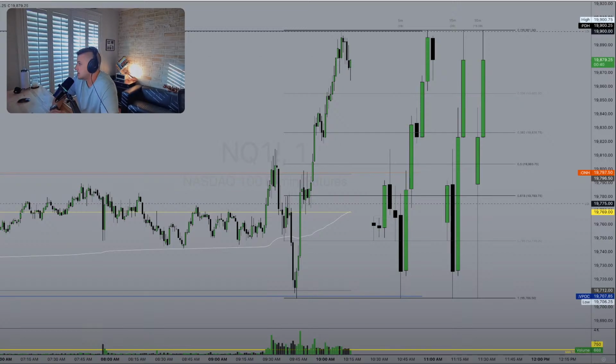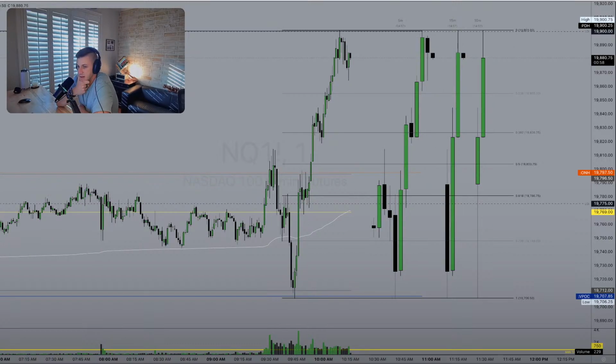A little bit of a pullback here. Not even into the shallow fib yet. See if the bot's done anything. Bot has done nothing this morning.